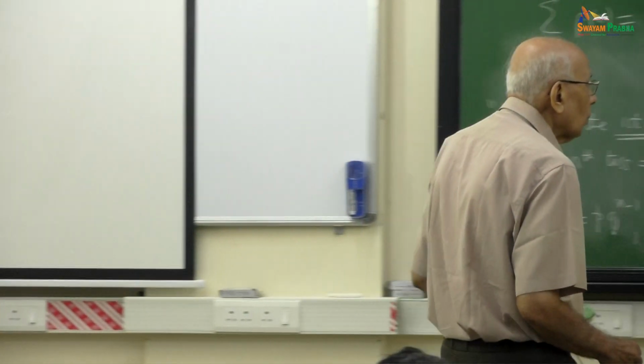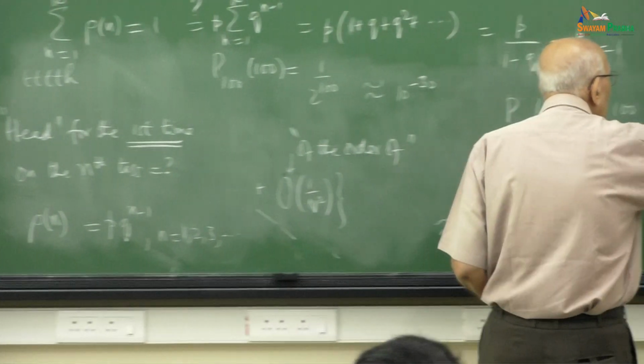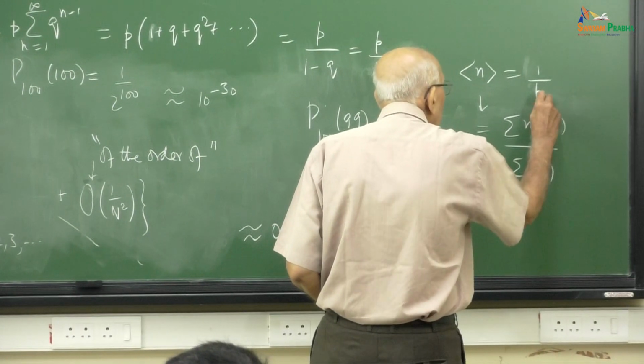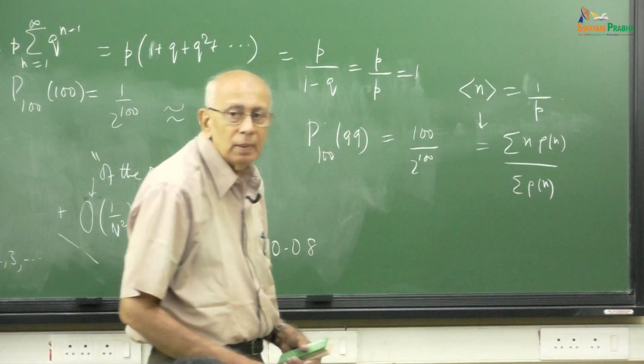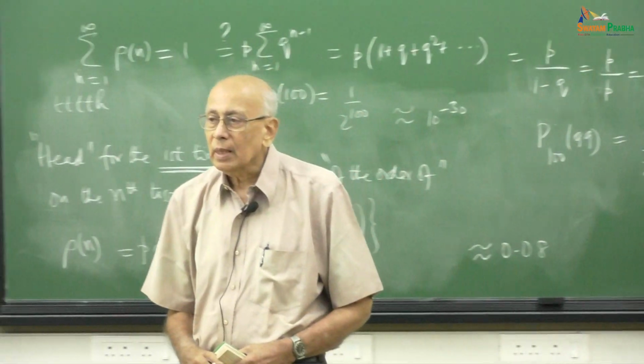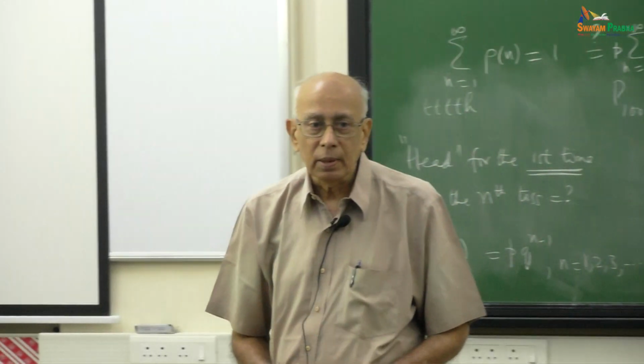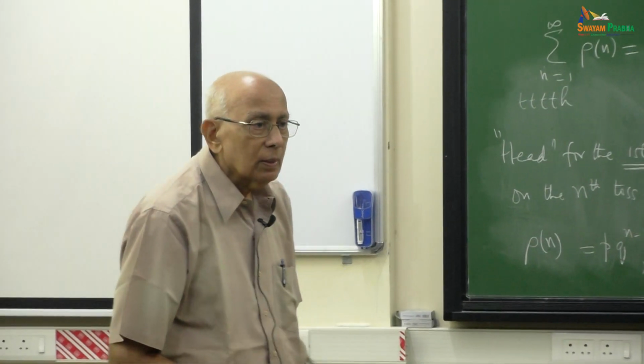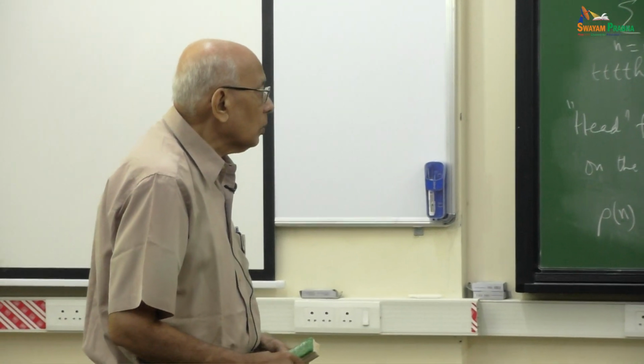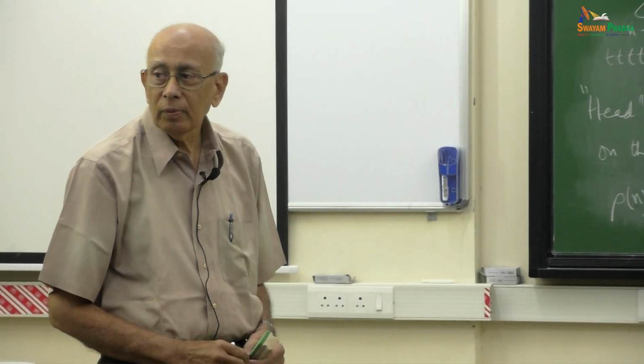The correct answer in this case is 2. In fact, with a little bit of algebra, this will turn out to be 1 over P. And when P is a half, this is indeed 2, as he said. So I'll stop here now and we'll resume from this point.